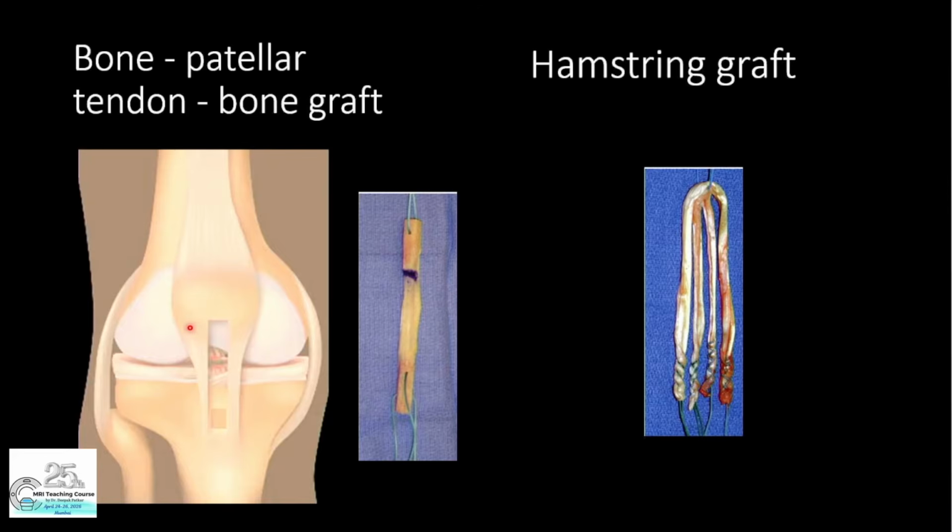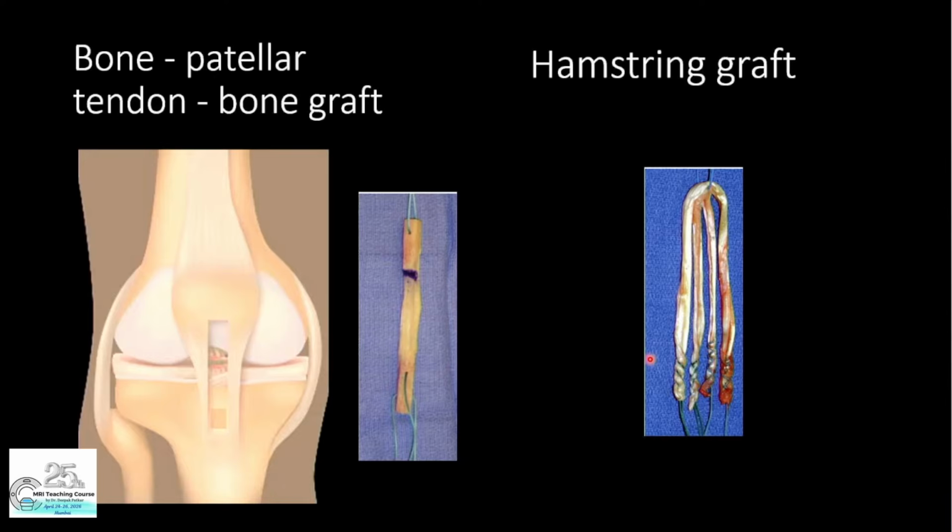This is how the bone patellar tendon BTB graft is taken: the central 1/3 of the patellar tendon is harvested along with a small piece of bone from the patella and a small piece of bone from the tibial tuberosity. And this is how it looks macroscopically. It has a great advantage of bone-to-bone healing, and this graft is very strong, but it has its inherent problem of harvest site complications like patellar fracture.